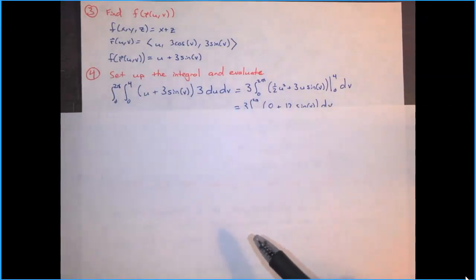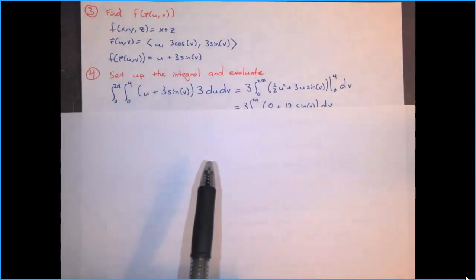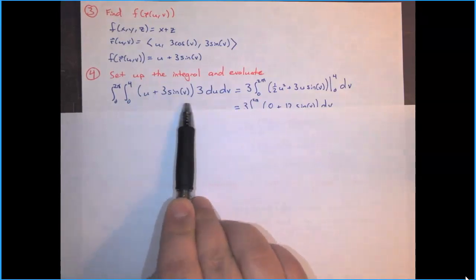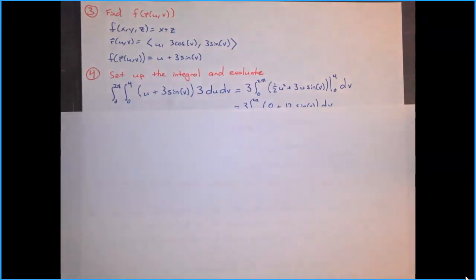I can't separate this integral because I don't have a function of u times a function of v. I have a function of u plus a function of v. So this is not separable. So I just have to go ahead and integrate.